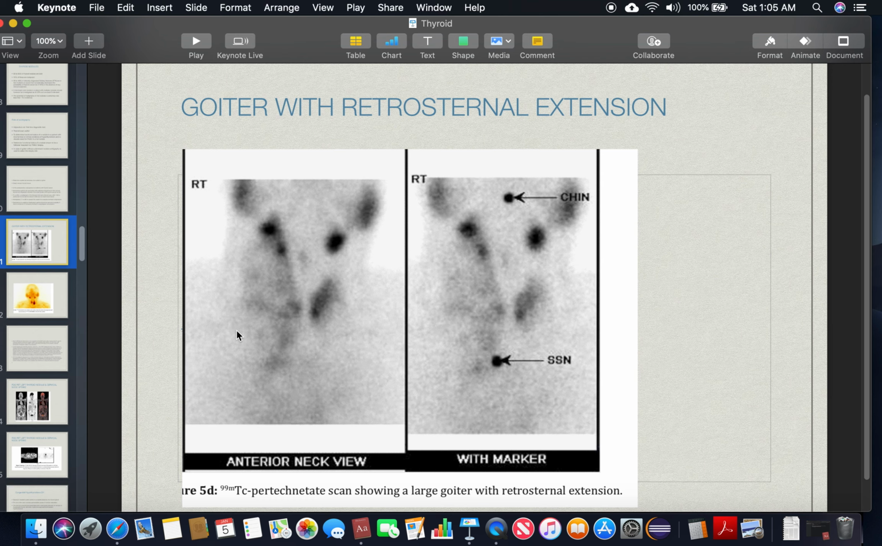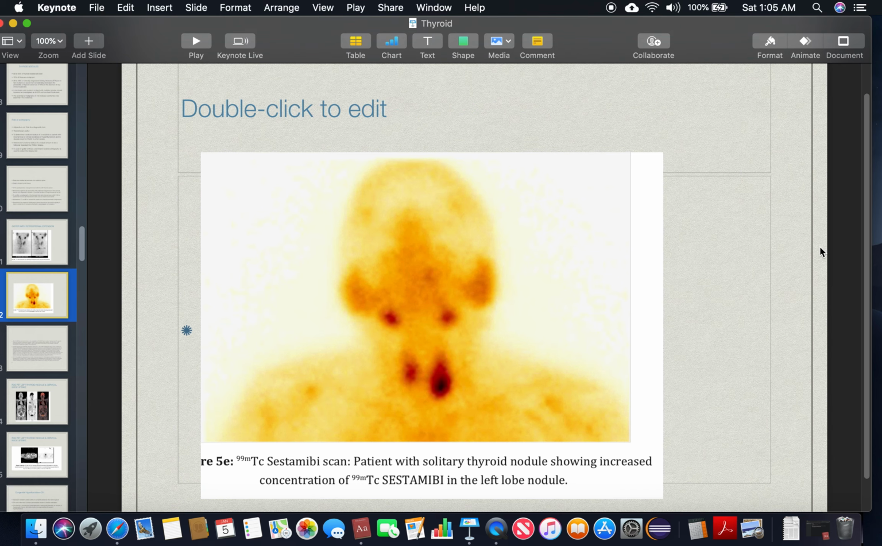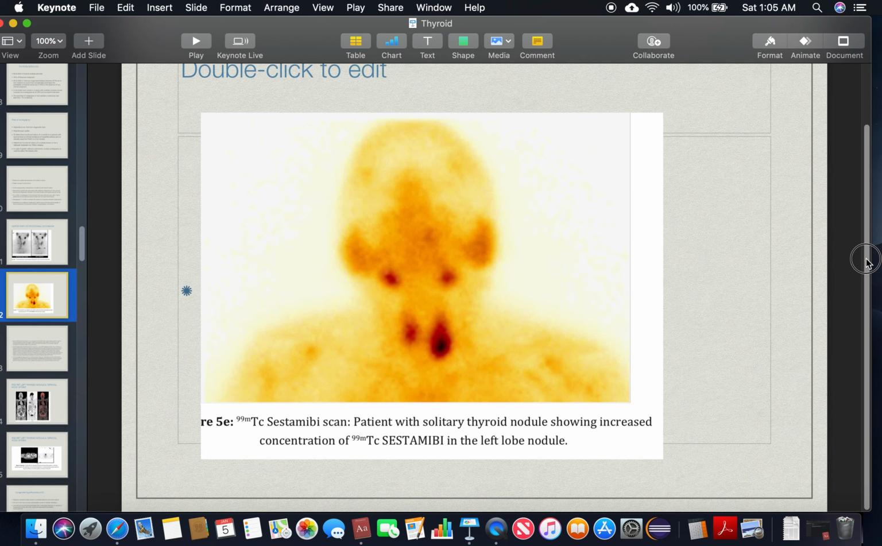So here's an example of a goiter which is going down. This is the suprasternal notch, and as you can see, the gland is quite enlarged and is extending below the suprasternal notch. An interesting example of a hot nodule or uptake in a sestamibi scan.